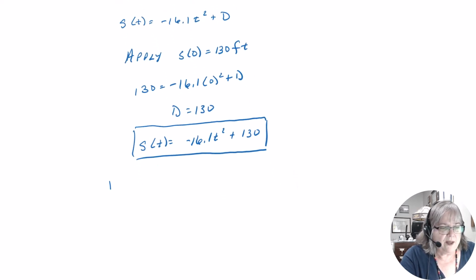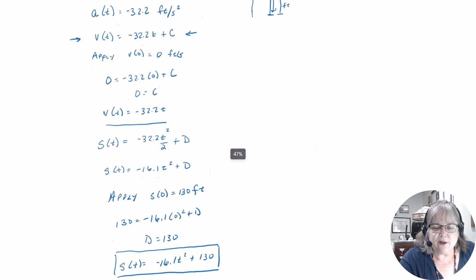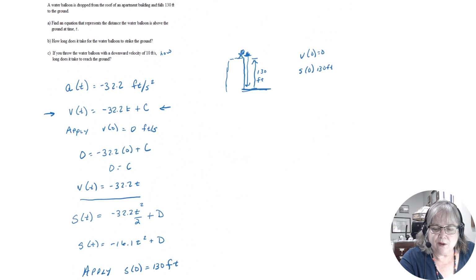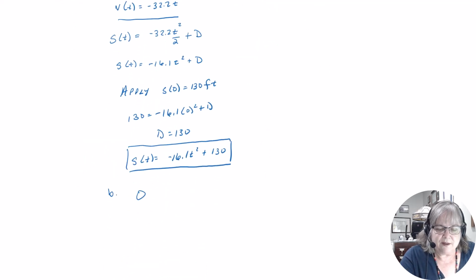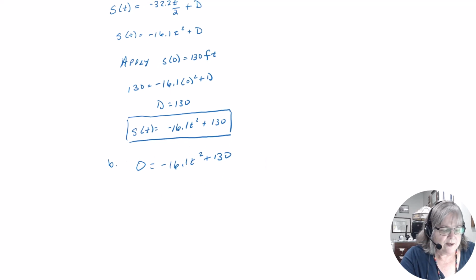Right? Then part B says, how long does it take for the water balloon to strike the ground? Now, if the water balloon is going to strike the ground, because the answer is to ask for t, right? So it's asking you to find t if it hits the ground. Well, when you hit the ground, if up here is 130, down here is 0. So the question becomes, when is negative 16.1 t squared plus 130 equal to 0?